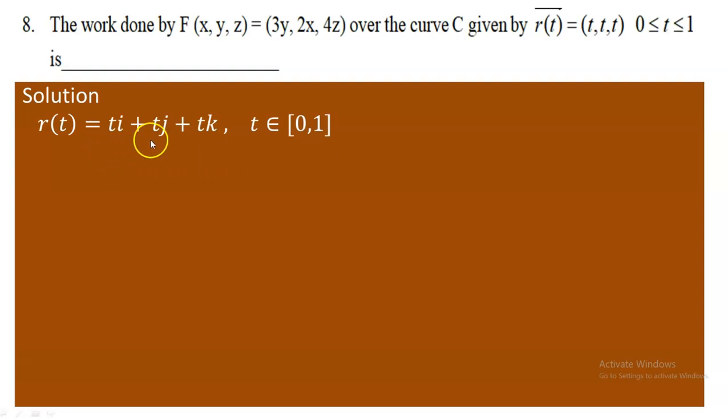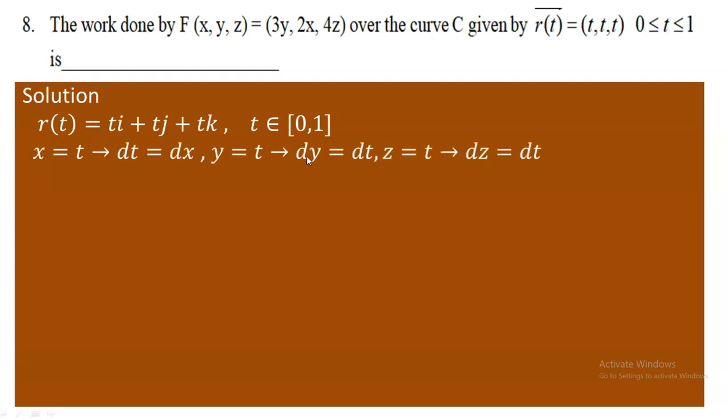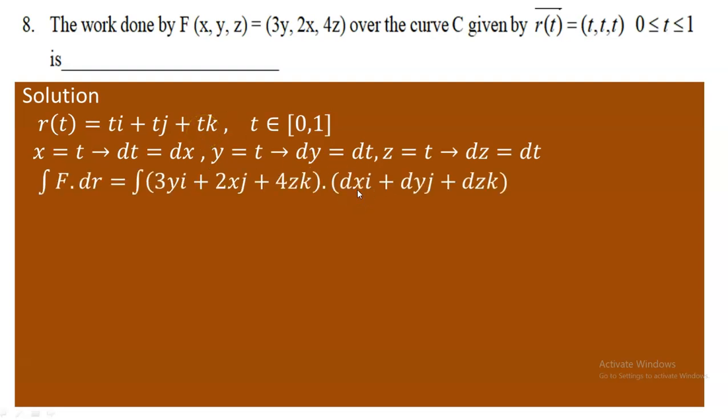Your r of t is t i plus t j plus t k, and t runs from 0 to 1. So from this, your x is t. Clearly, your x is t, so the derivative of x is dt. You also have dy to be what? dt, because y is t, and the same is true for z. dz is dt because z is t. So from this, what follows is the integral of F dot dr.